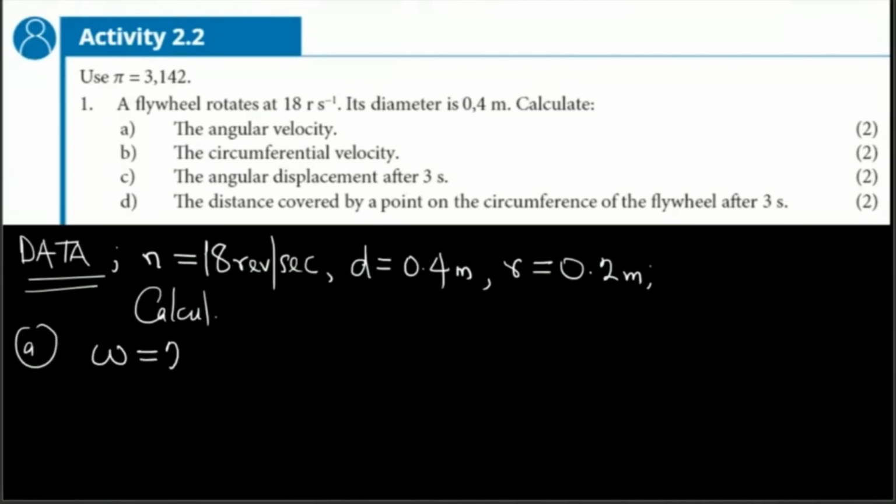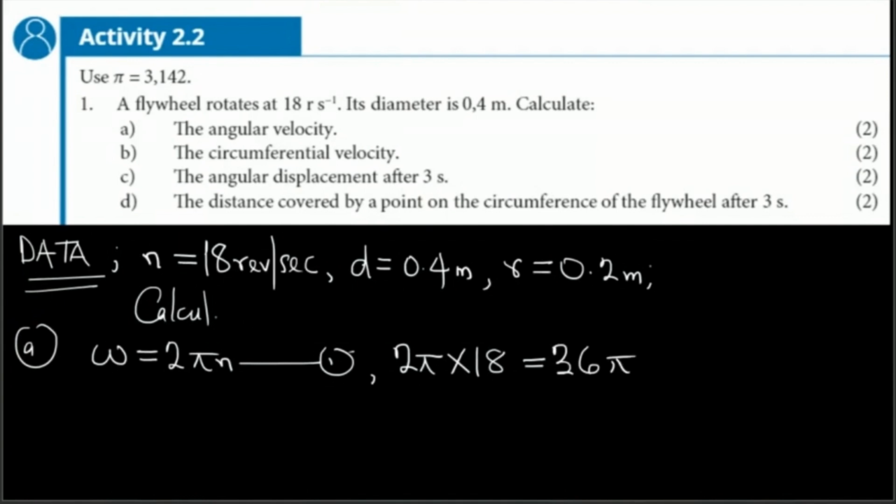The angular velocity is 2 pi n. This is the formula that we are going to use, so we just do our straight substitution here. Which is 2 pi multiplied by 18. So 18 times 2 gives me 36.